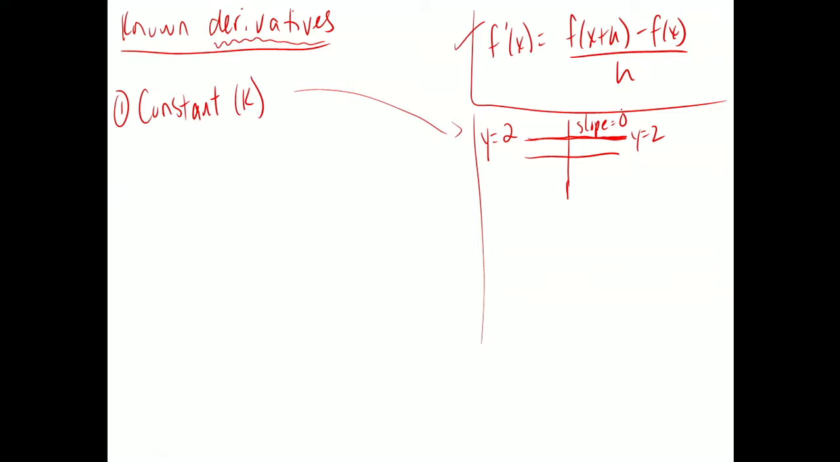So the slope is 0, which means if I was to take the derivative of an equation that is just a constant, like 2, for example, a constant just means a number, I should get 0. So this isn't much of a proof, but it's actually not bad in order to at least justify that if I have just a constant, the derivative should be 0.